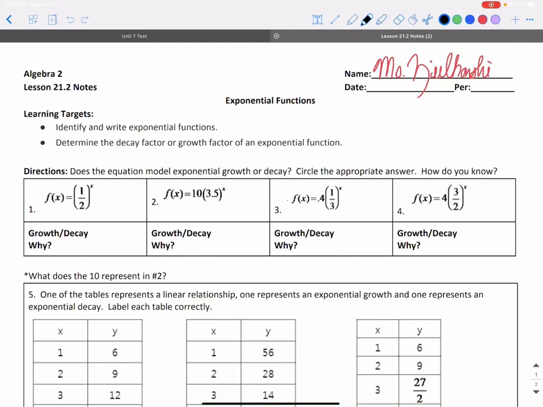In this video, we're going to talk about exponential functions. So the learning targets for this video are: we're going to be able to identify and write exponential functions, and we're going to be able to determine the decay factor or growth factor for an exponential function.